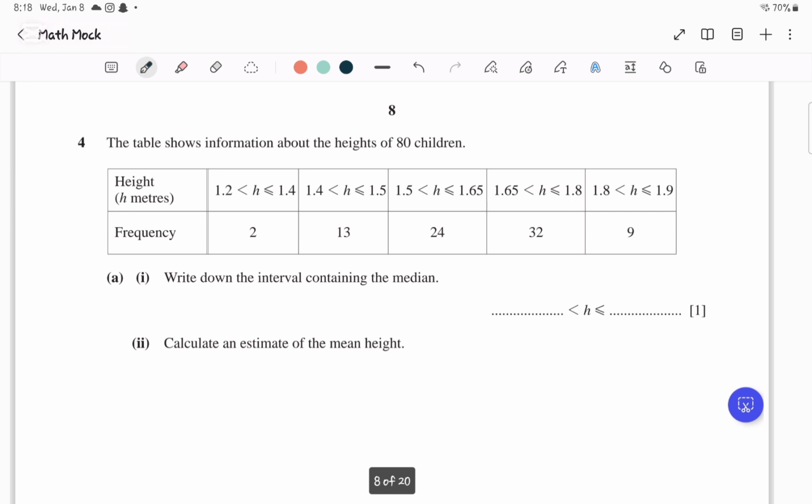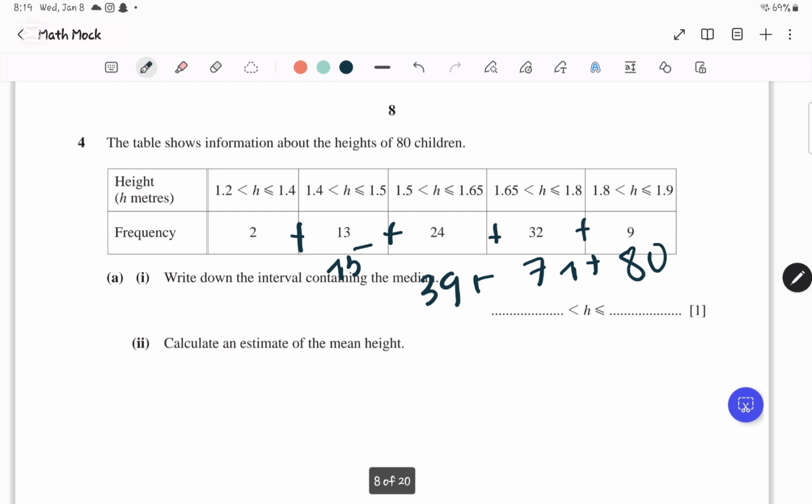The table shows information about the heights of 80 children. Write down the interval containing the median. Very simply, to find the median, we're gonna add them all. So 2 plus 13 is 15. So let's just do the cumulative frequency just to get it directly. So 2, this becomes 15, then 39, then 71, then 80.